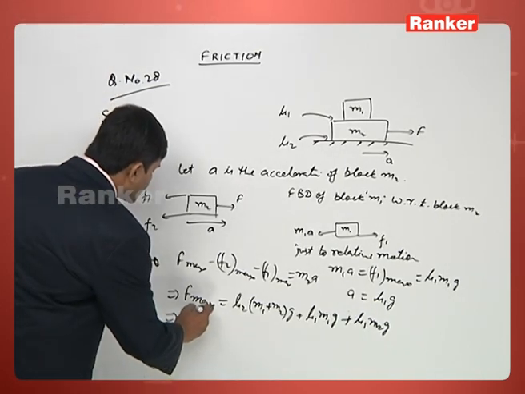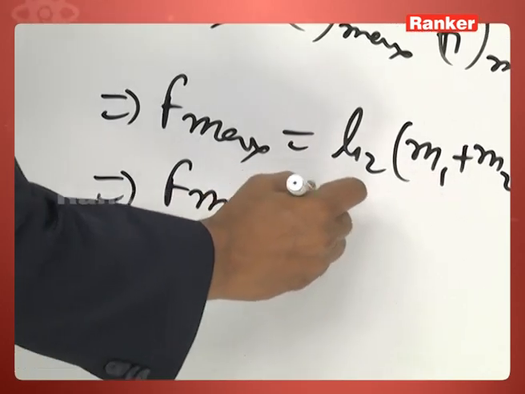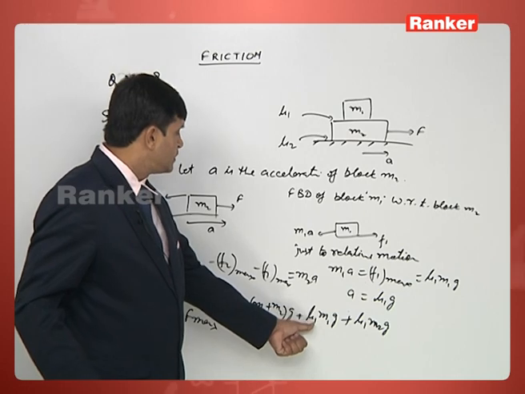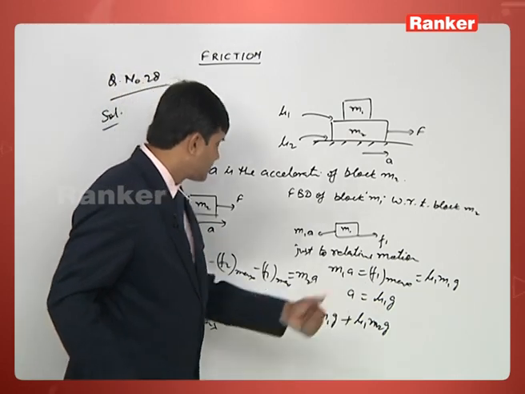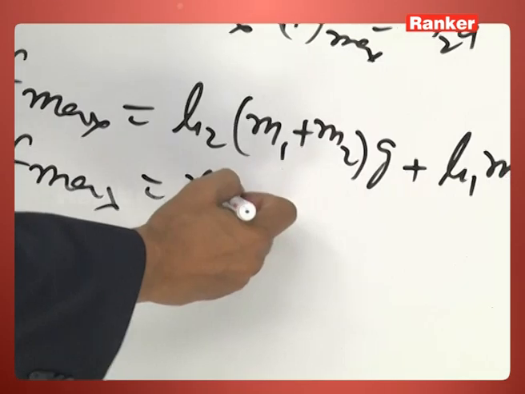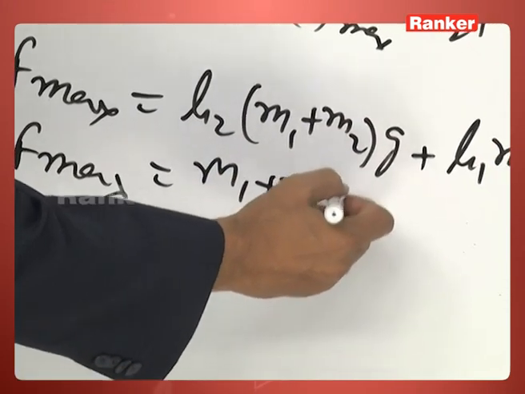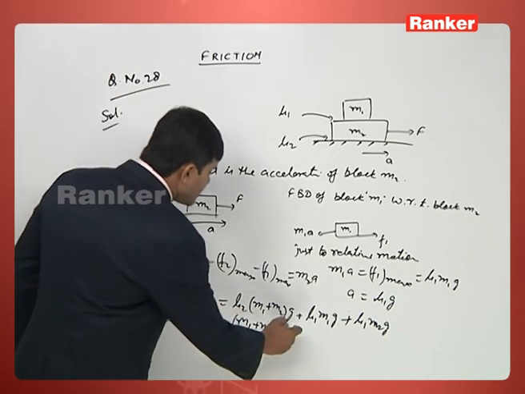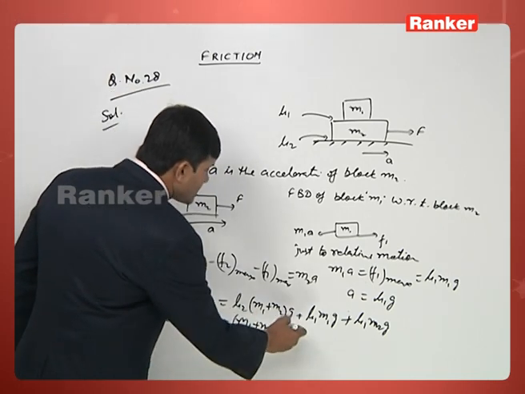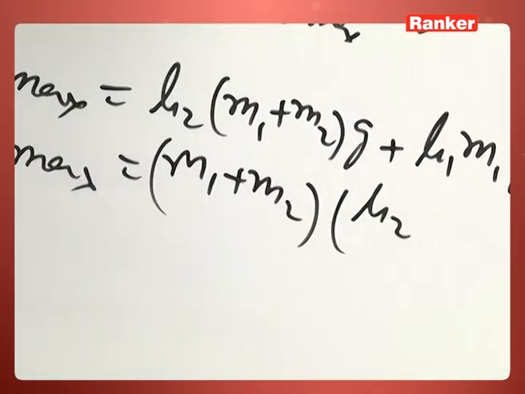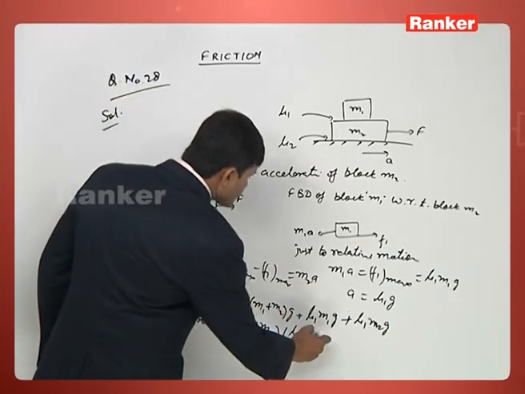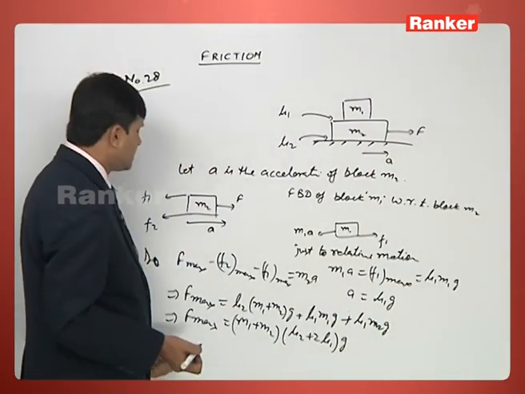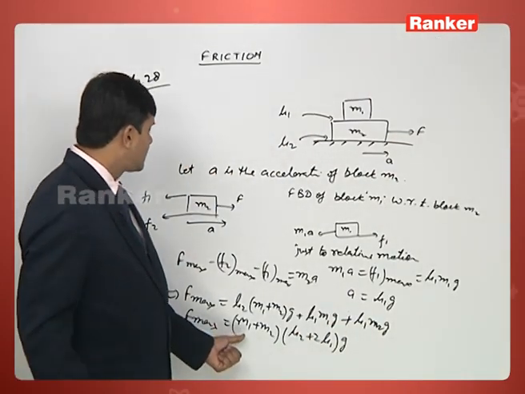So F maximum must be equal to, now we can simplify, mu1 here, M1 plus M2. So M1 plus M2 into g we can take common. In the bracket we will get mu2 plus 2 mu1, into g. So this is the maximum value of the force.